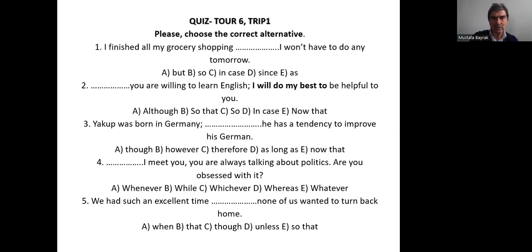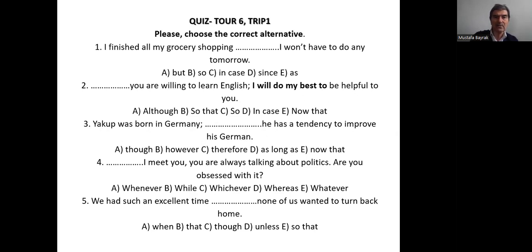So for question 4, blank I meet you, you are always talking about politics. Are you obsessed with it? Yes, whenever. I think whenever I meet you, you are always. Not while, whichever, whereas, whatever.